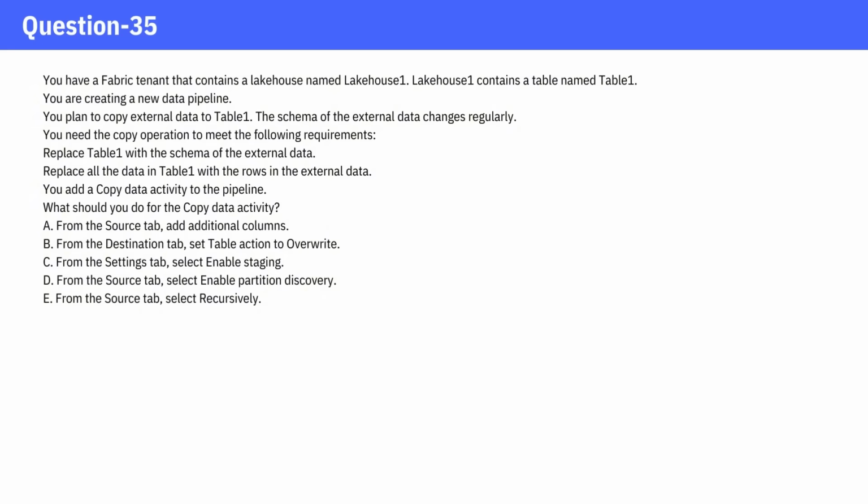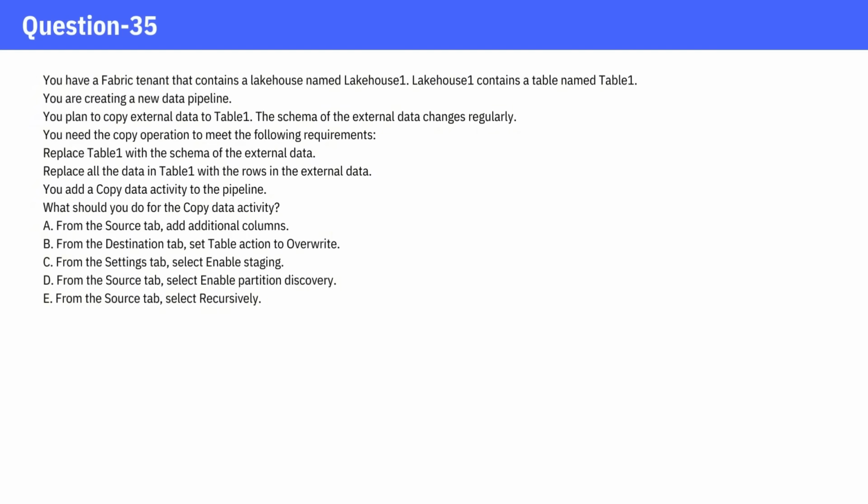Question 35. You have a Fabric tenant that contains a lakehouse named Lakehouse 1. Lakehouse 1 contains a table named Table 1. You are creating a new data pipeline. You plan to copy external data to Table 1. The schema of the external data changes regularly. You need the copy operation to meet the following requirements. Replace Table 1 with the schema of the external data. Replace all the data in Table 1 with the rows in the external data. You add a copy data activity to the pipeline. What should you do for the copy data activity?